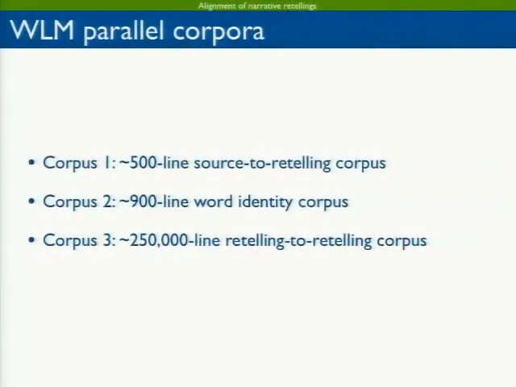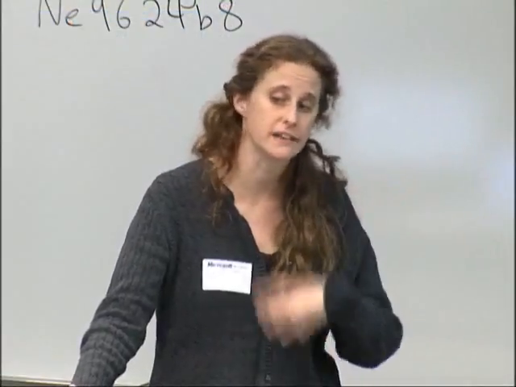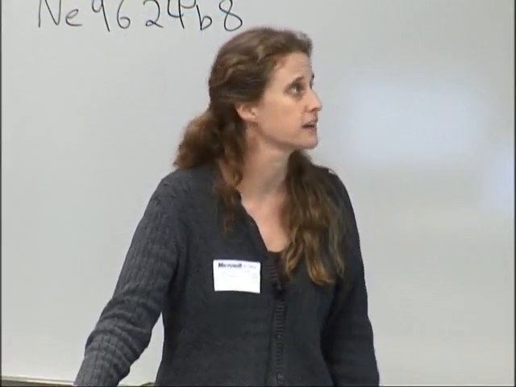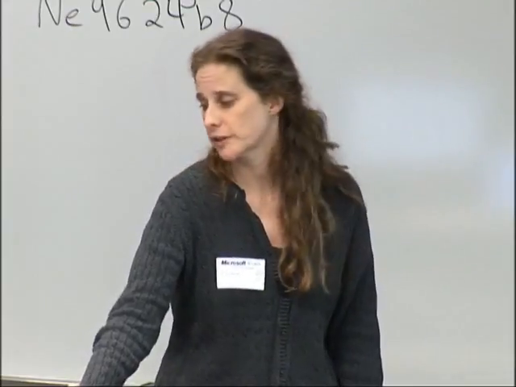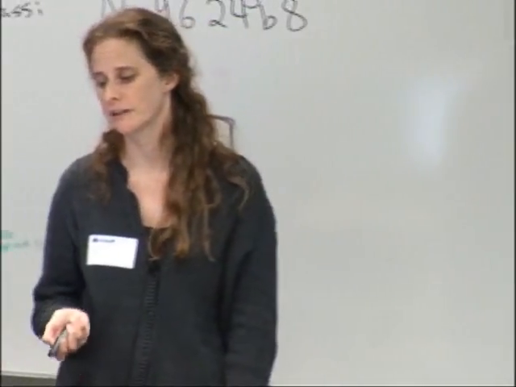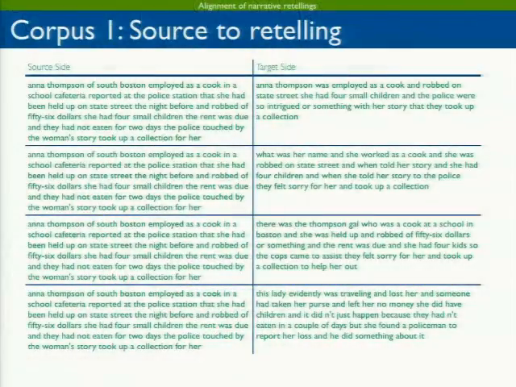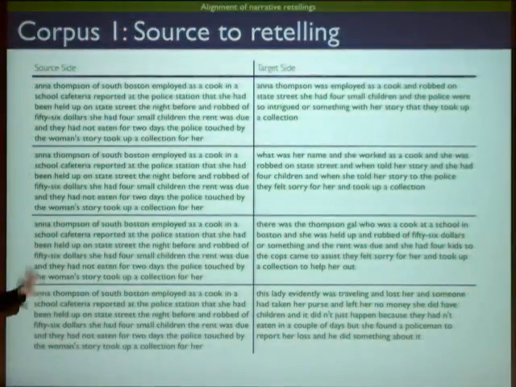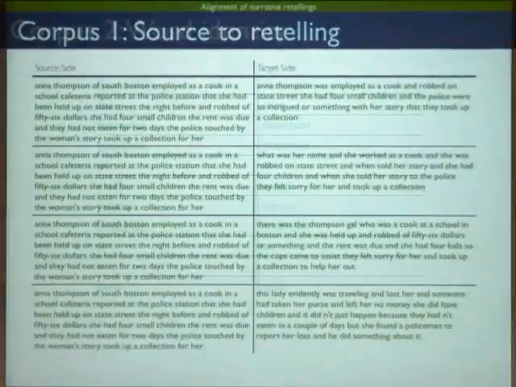I said you needed a parallel corpus, and I have 3 parallel corpora I've created just from the retelling data that I have, just people retelling the story. The first one is small, the second one is a little bit bigger, and the third one is huge. The first is the source to retelling corpus. All I have on one side is the source narrative, and on the other side are the retellings. This is about 500 or so lines long, because that's how many retellings we have.